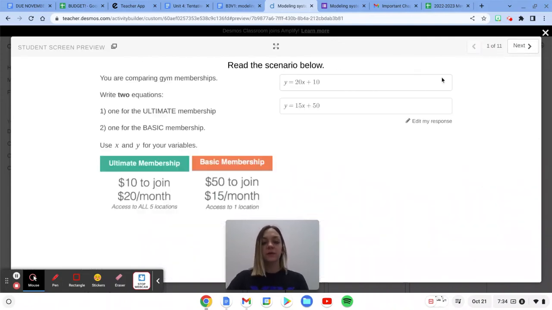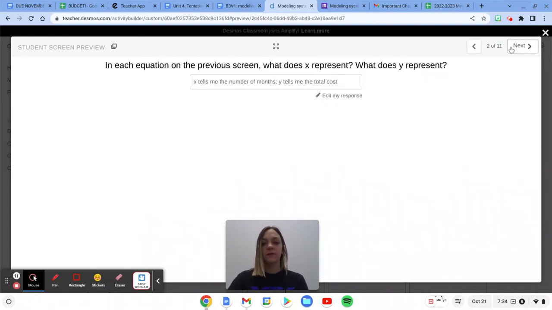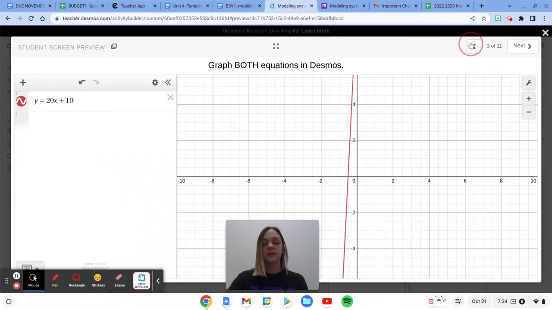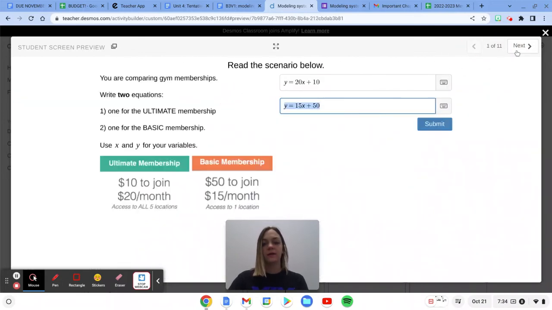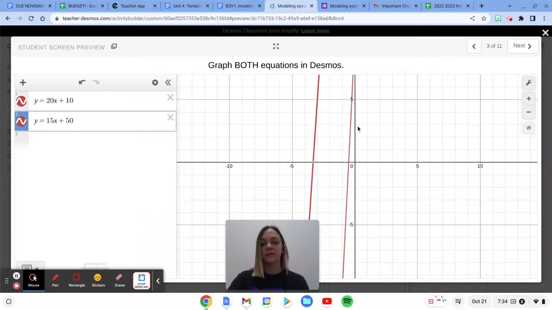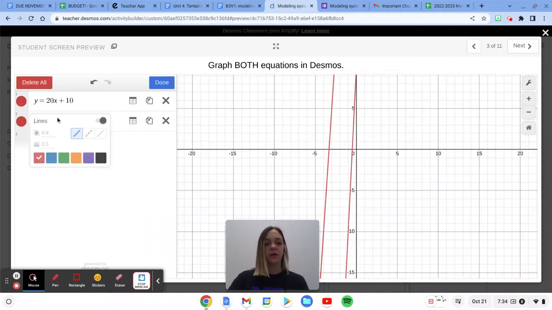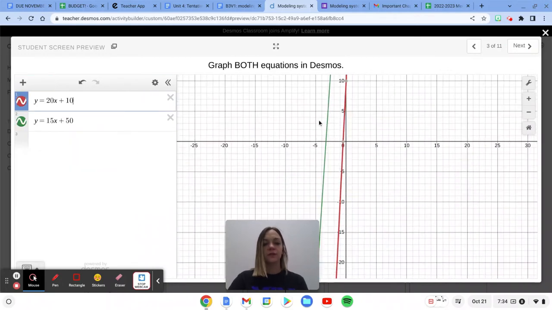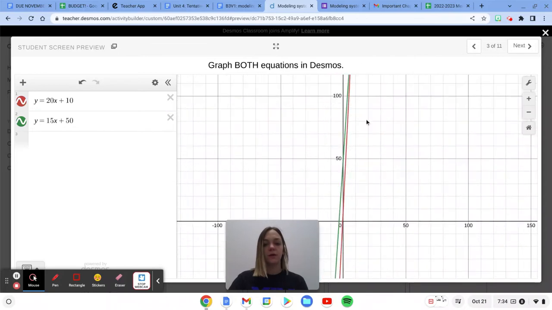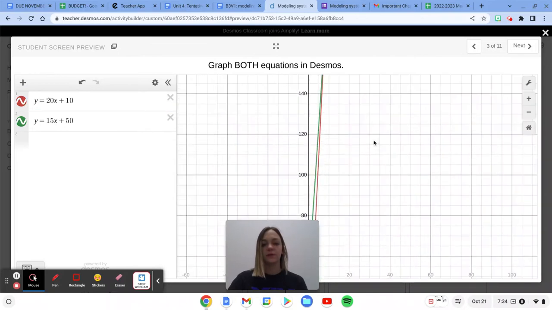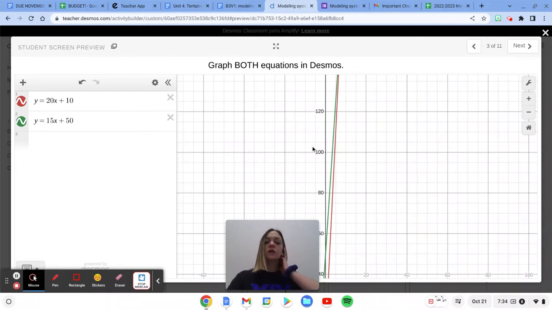Graph both equations in Desmos. What I'm going to do is just copy and paste, and then copy and paste again. I'm going to change this color here. Okay, so this first one was the ultimate membership and the bottom one was the basic membership. So I'm just going to zoom out so I can see those lines. It looks like the ultimate membership starts out being cheaper because the red line, which is my ultimate membership, is underneath the green line, which is my basic membership.